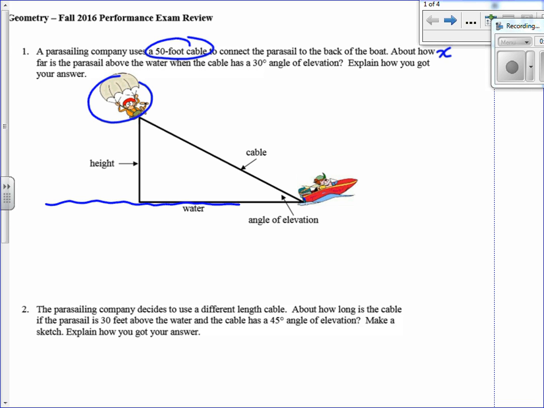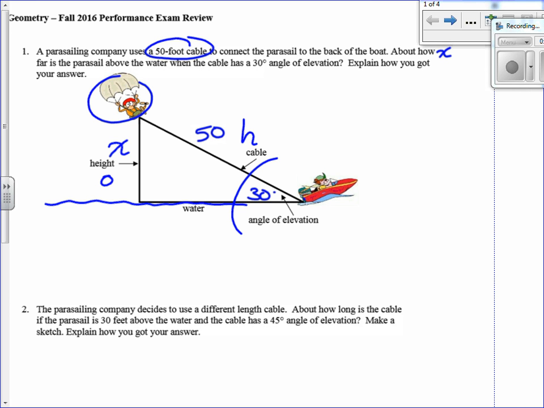So this is the water. When the cable has a 30-degree angle of elevation, it's pretty much telling you where to put the angle measure. So where would I put the X? Where would I put the 50? There you go. If this is where you are, then which side would this be? This has got to be the hypotenuse.